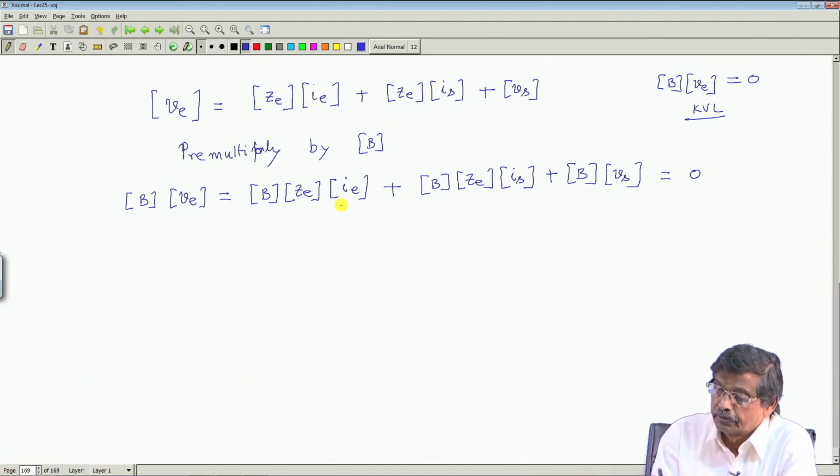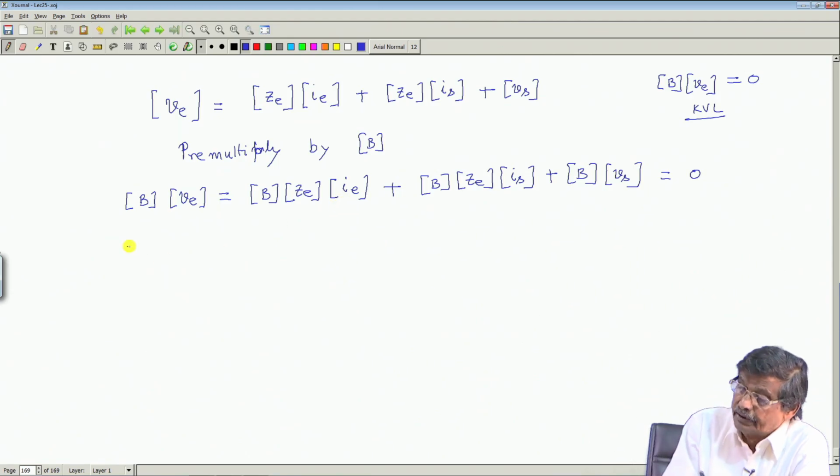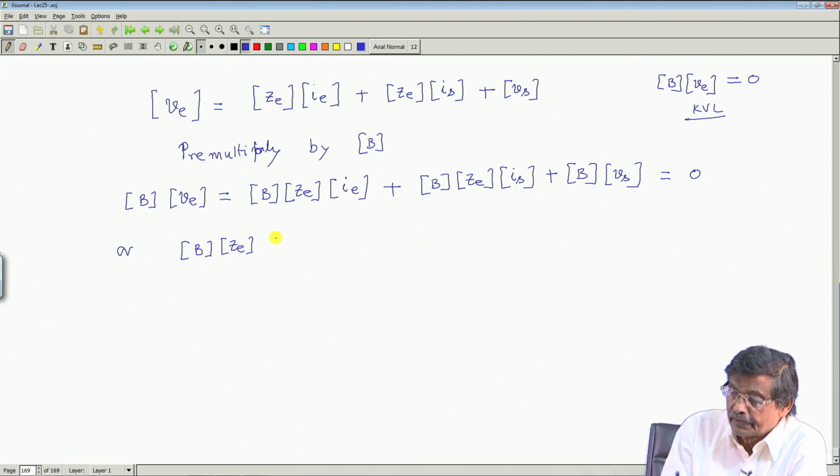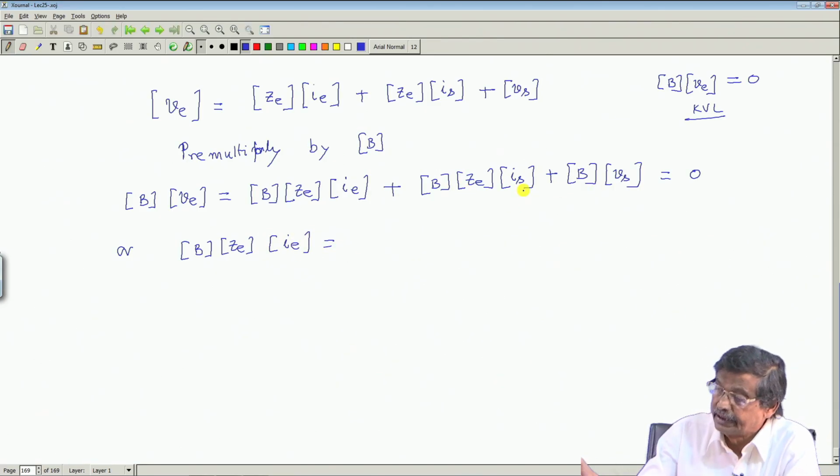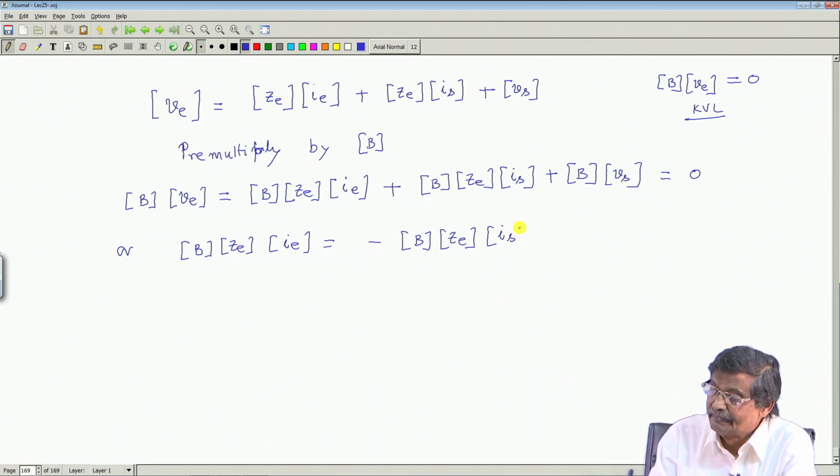What do I want to find out? My goal is to find out the element currents. So, I will write B J D into I E, which will become equal to, taking these two terms to the right hand side, because these involve sources and these are known, minus B J D into I S minus B into V S. This will be the thing.